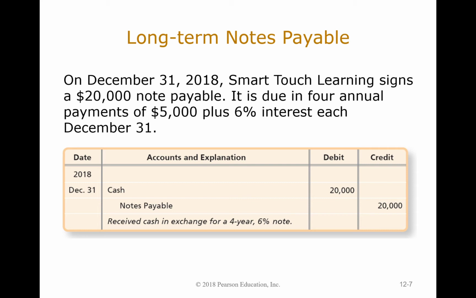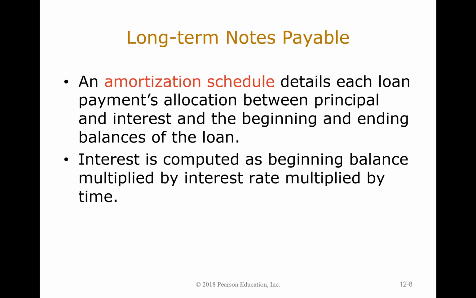So our 6% interest will be based off of the amount of the note payable. An amortization schedule is a detail of each payment and what is applied to principal versus what is applied to interest. We have here interest computed as the beginning balance multiplied by the interest rate multiplied by time. The interest rate is the interest rate per compounding period.